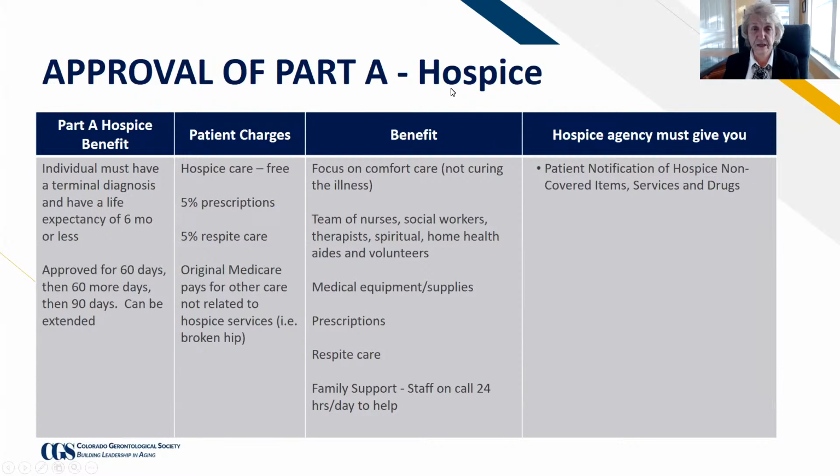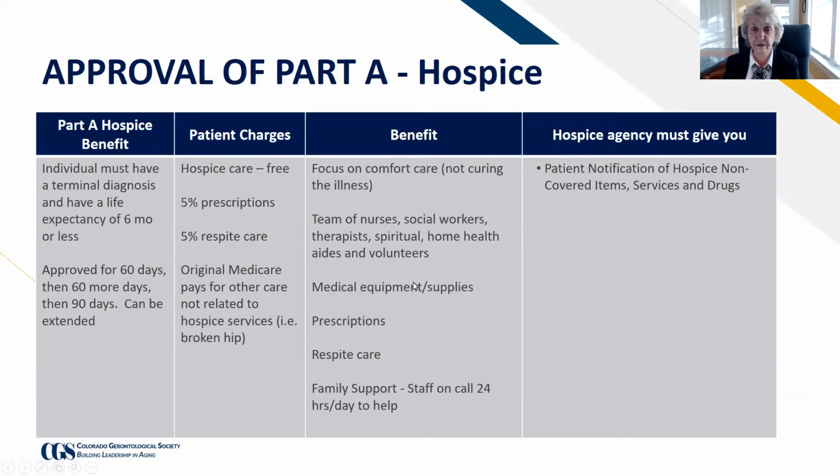The last service under Part A is hospice services. You do have to have a terminal diagnosis with a life expectancy of less than 6 months. You will be approved for a 60-day benefit, followed by another 60-day benefit period, then a 90-day benefit that can be extended if your condition continues to decline.